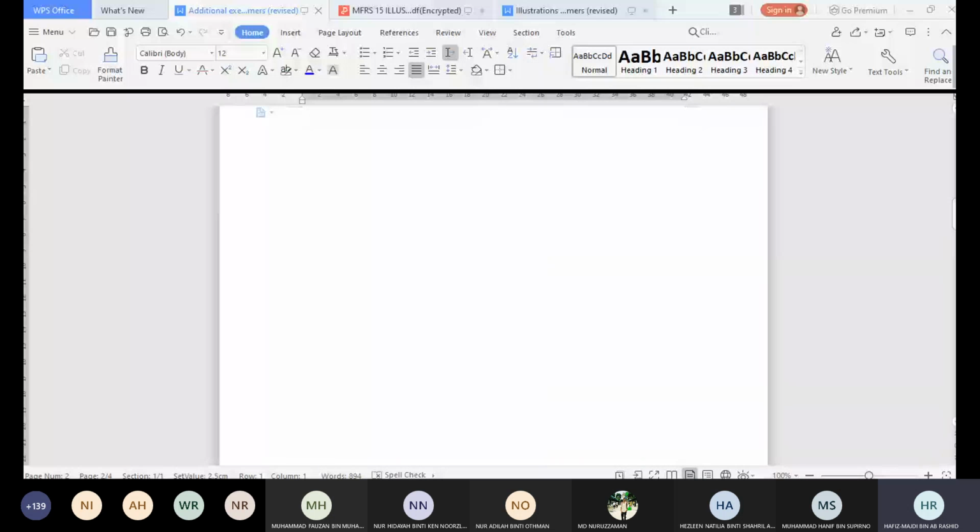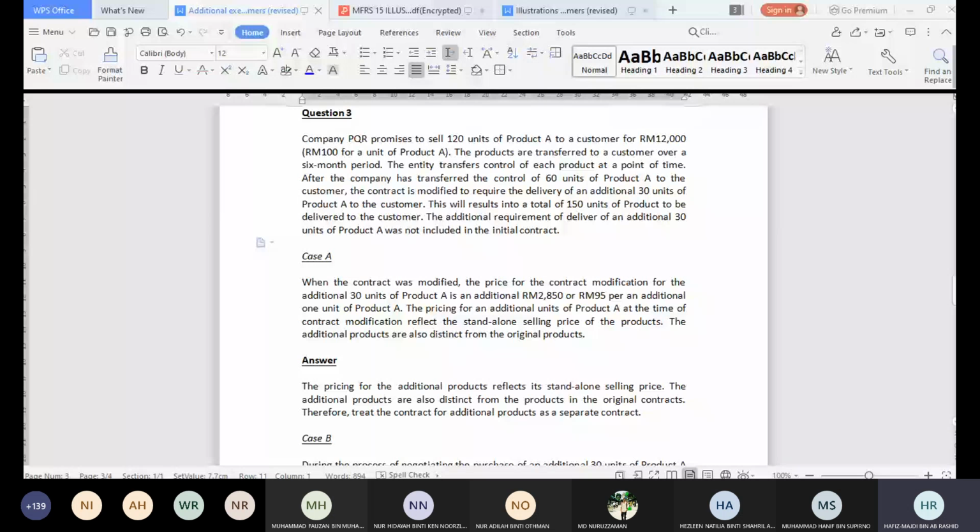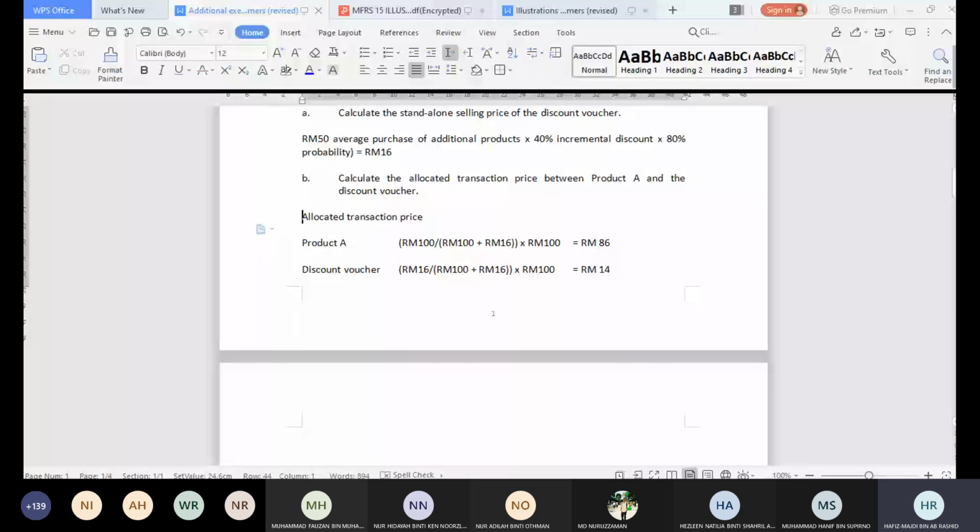Different from case B. Why is my answer moving? Okay. Question 3, case B.